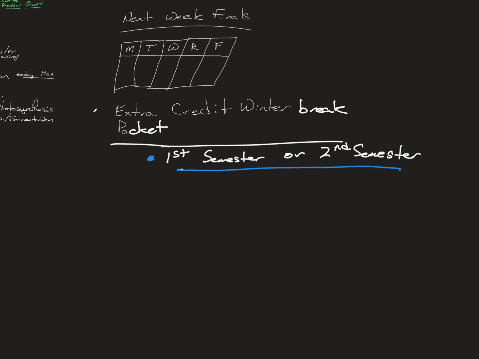Now, you cannot do it if you're failing or have a D in the class. You can't do the extra credit, but you can do a remediation packet. So let's say you fail the test. Let's say you're failing the class. When you're done with the test, you have a big old F on Schoology, right? You can remediate by doing this packet over winter break.